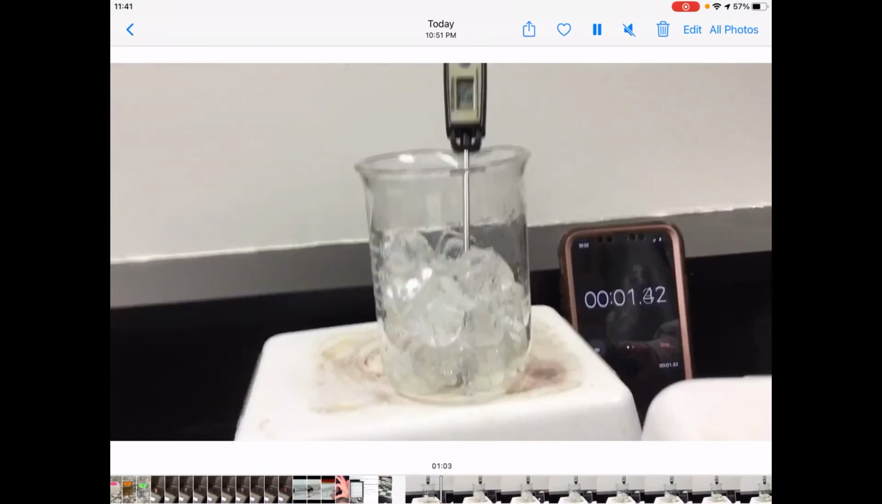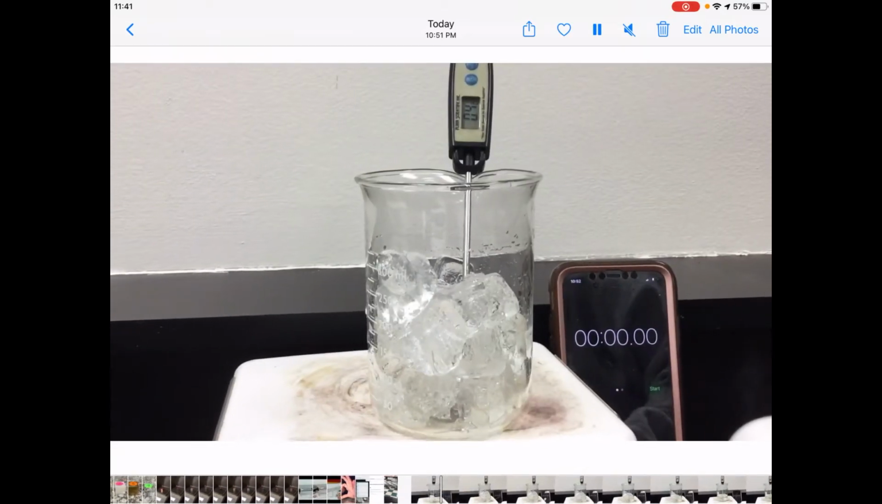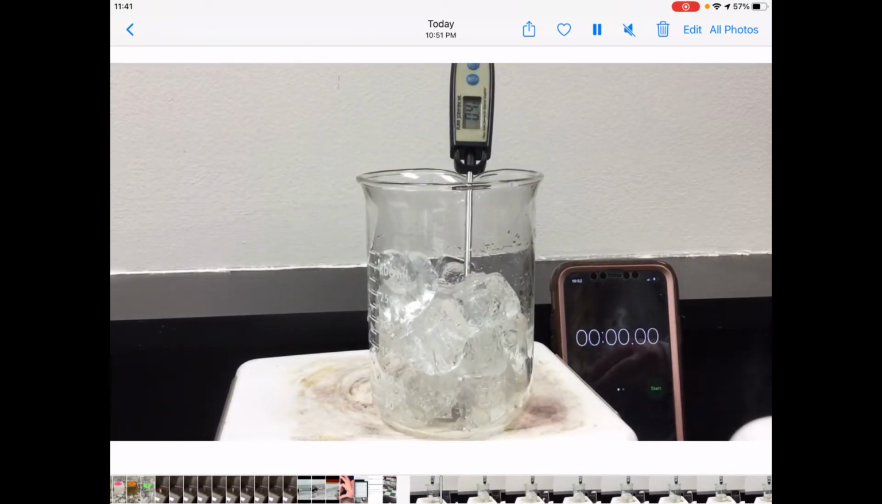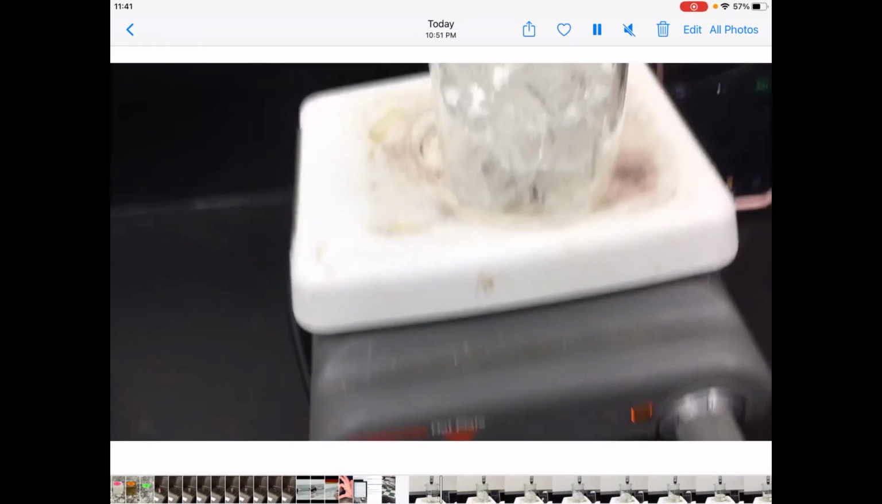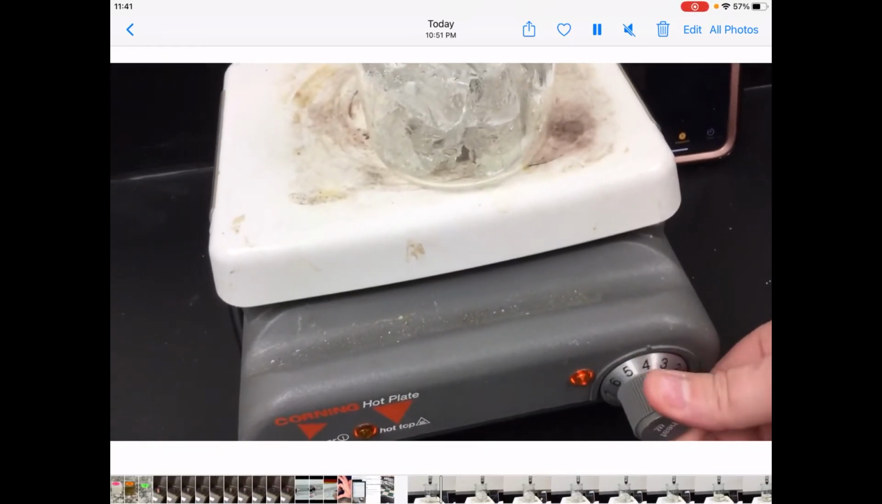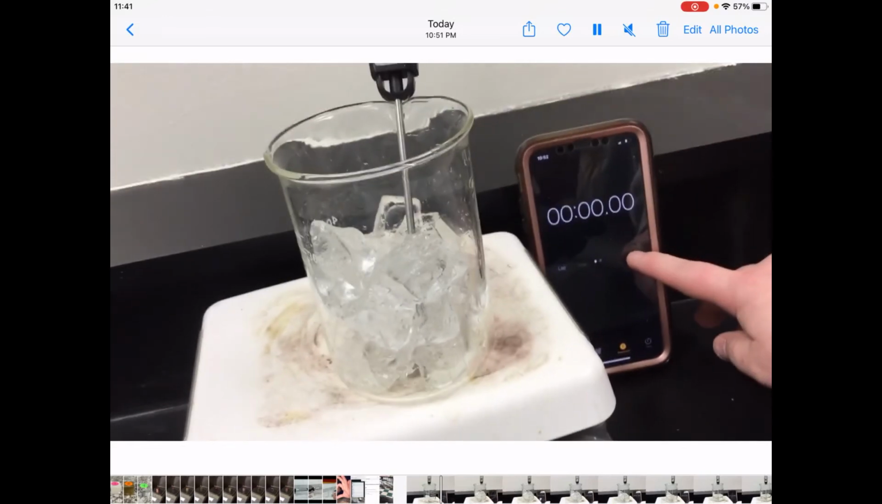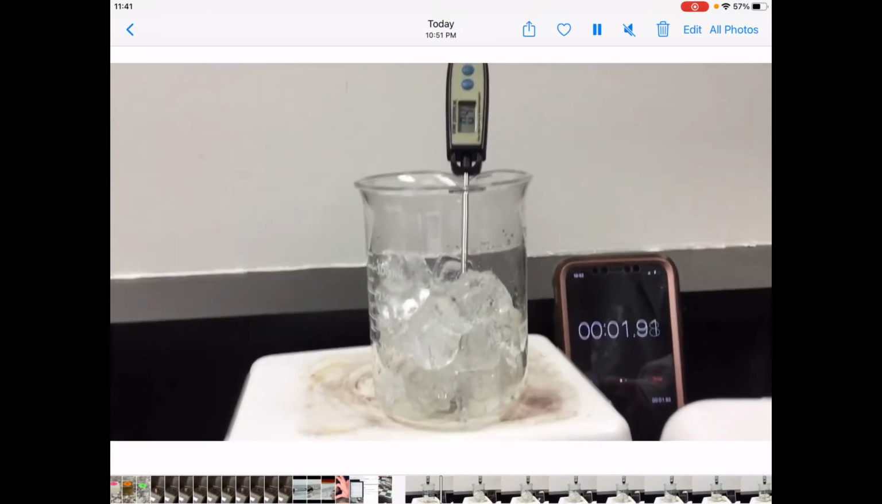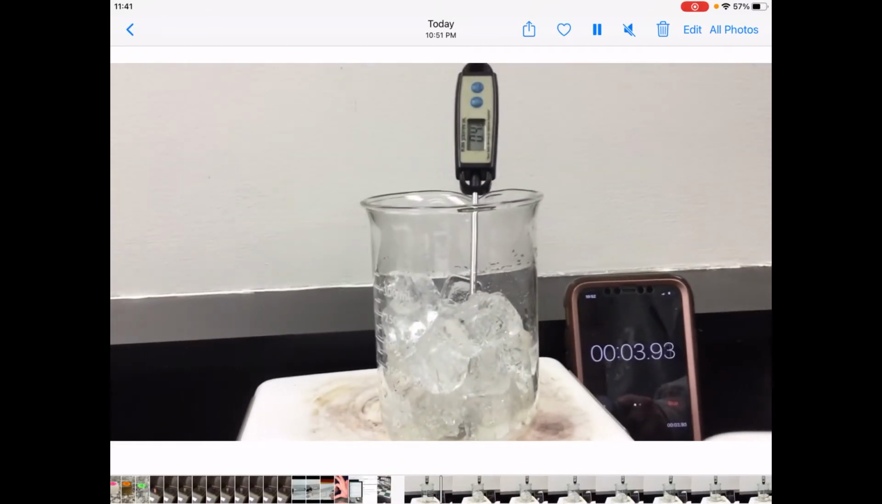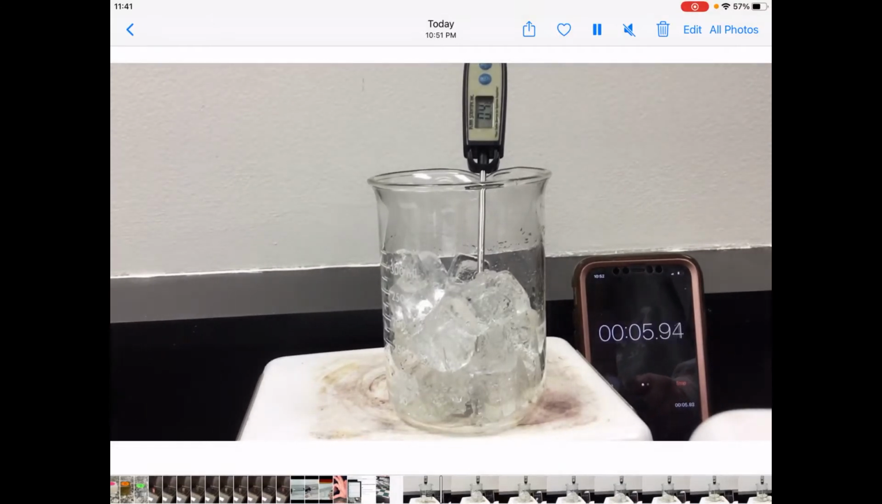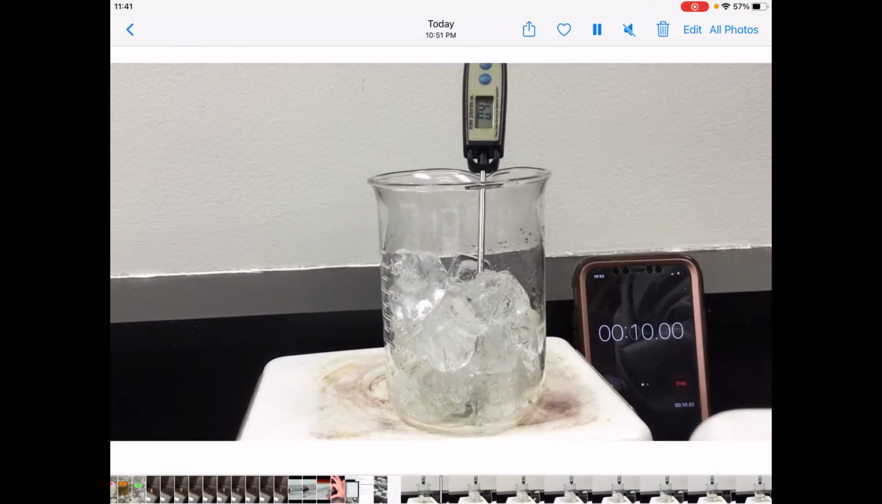So, as we get going here, when I start the timer, that's exactly when I turn the hot plate on. I'm going to turn it up to about a 6 or a 7. So you'll just wait till it gets to 30 seconds and then you'll record the temperature.